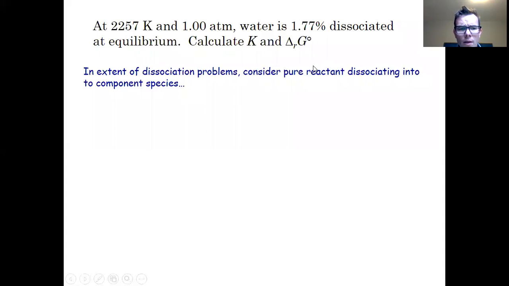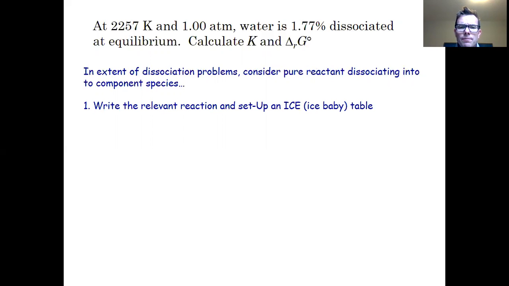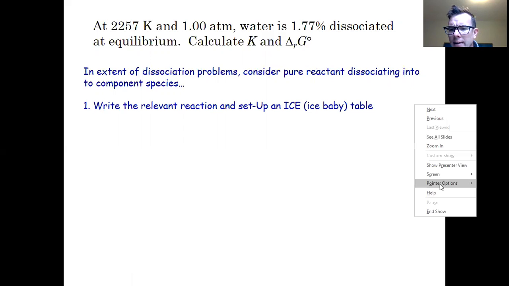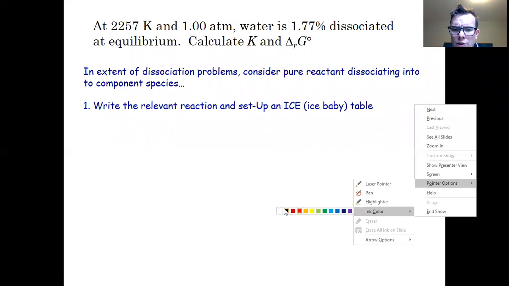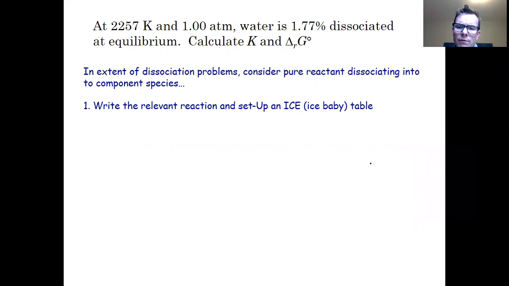And so the idea here is that when you are solving dissociation problems, you have a pure component, in this case water, which is dissociating into its component species. I guess I'll just hop right into it. The first step when you solve these types of problems would be to write the relevant reaction and set up an ICE table. This one is a little bit more involved because we're not given the reaction straight away, but we can figure it out.